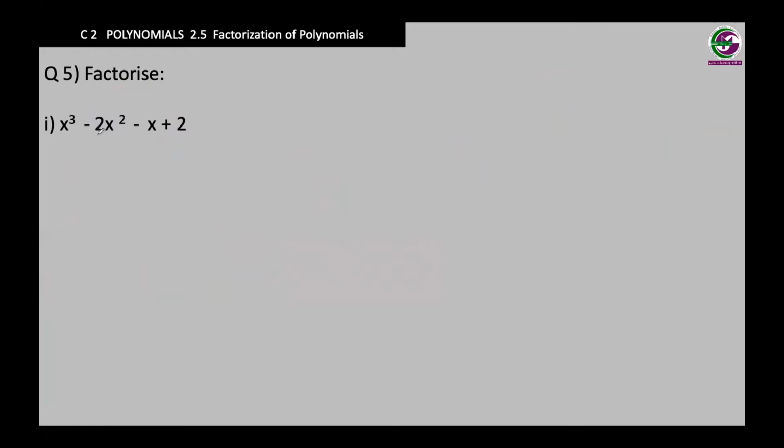X to the power 3. So if you have a power 3, we have to find the factors of the constant first. Constant is 2. What are the factors of 2? It is 1 and 2 only. So we have to substitute 1, p of 1, and see whether the remainder is 0 or not, or p of minus 1, or p of 2, and p of minus 2. So let us see one by one.